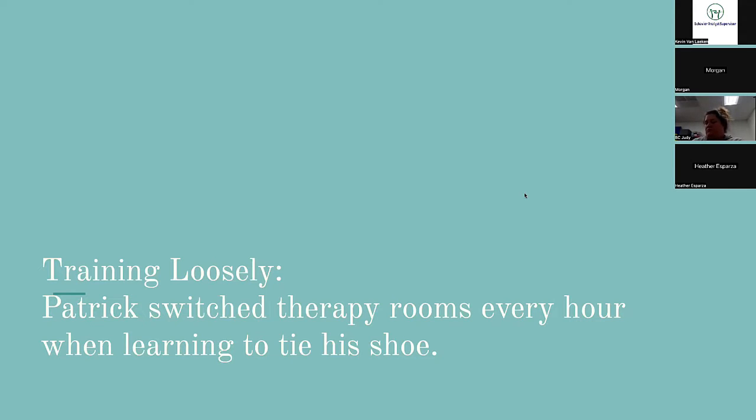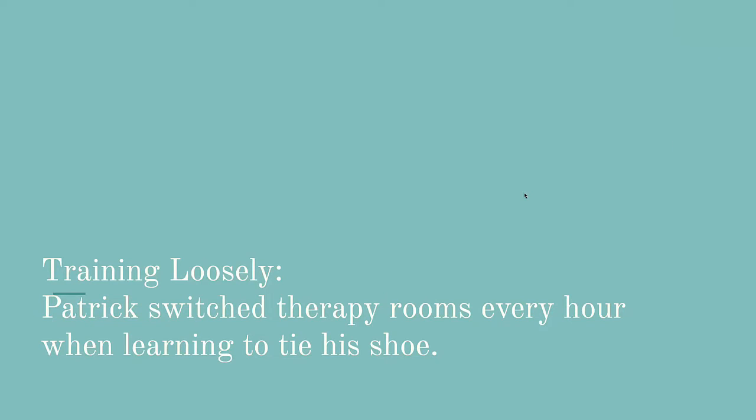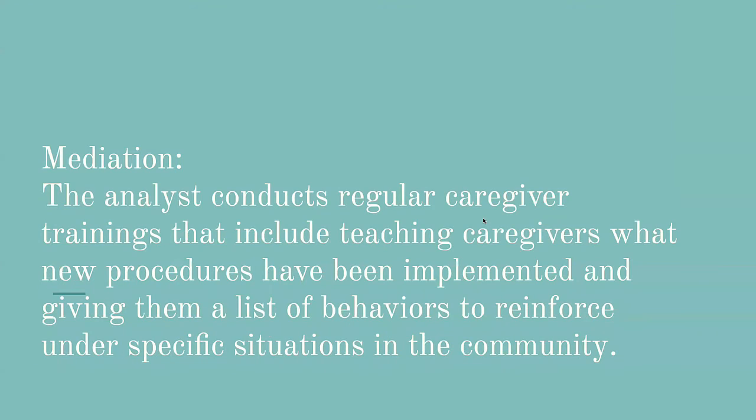Here's the example that we have on the screen. Patrick switched therapy rooms every hour when learning to tie his shoe. The room that you learn to tie your shoe in has no direct impact on being able to tie your shoe. So training loosely is changing a non-critical element. Uniforms, the room you're in, if you're at the table, if you're on the ground, all of those things are non-critical. So that's what that one is. Cool. If you have a question on it, feel free to throw it in the chat. I'm going to continue on.